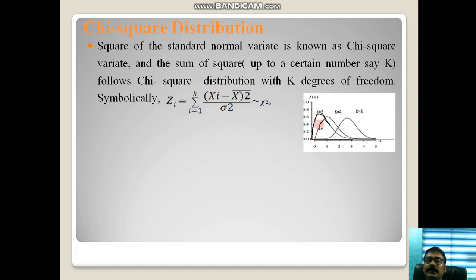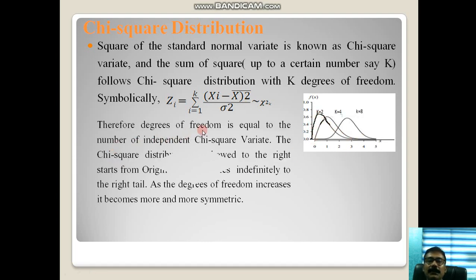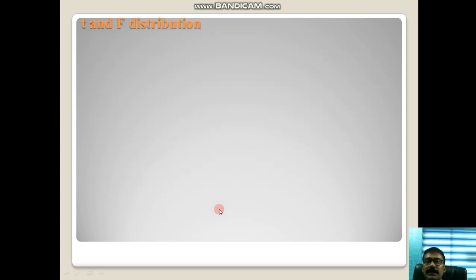It looks like this. It starts from the origin. Therefore, degrees of freedom is equal to the number of independent chi-square variates. The chi-square distribution is skewed to the right, starts from the origin and approaches indefinitely to the right tail. As degrees of freedom increase, it becomes more and more symmetric.